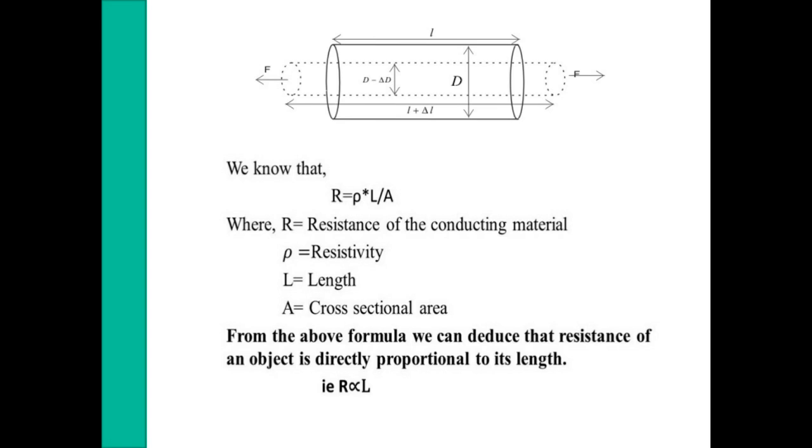This resistive sensing element is given by the formula R = ρL/A, where R is the resistance of the conducting material, ρ is the resistivity, L is the length, and A is the cross-sectional area.